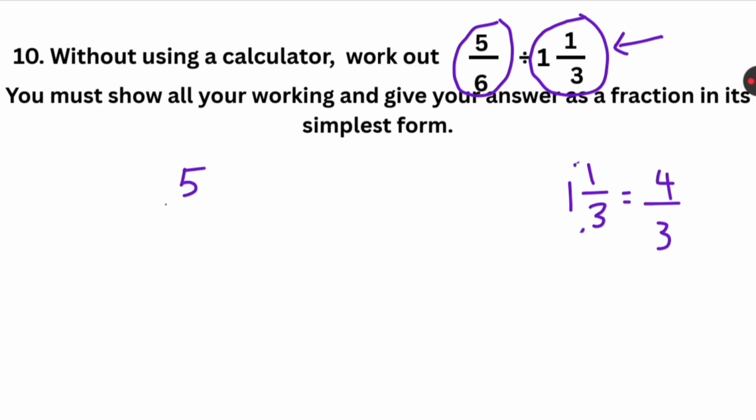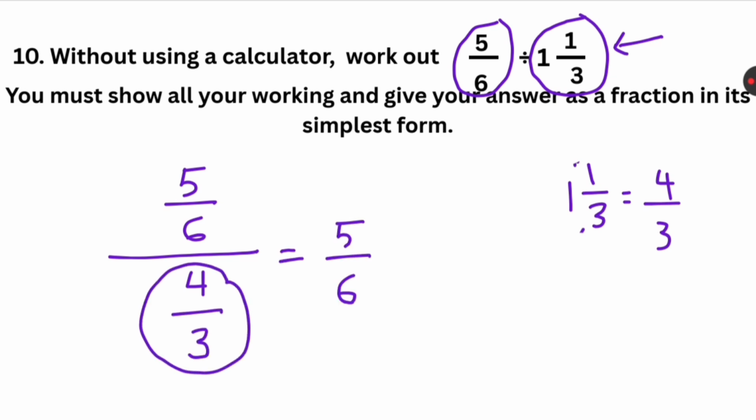Now write what we have. The first fraction is 5 over 6 divided by the second fraction, 4 over 3. This denominator part, send it to the numerator. When you send the denominator to the numerator, it is going to flip. That means 4 over 3 you can write as 3 over 4. Now cancel. 3 ones are 3, 3 twos are 6. So finally we are going to get 5 over 8.